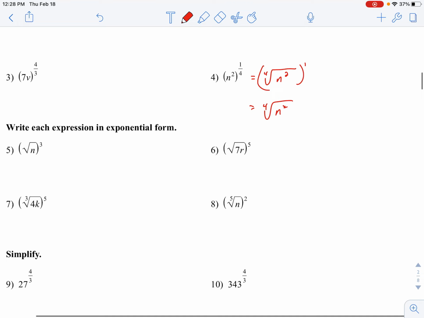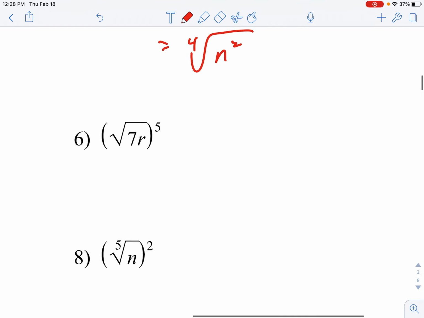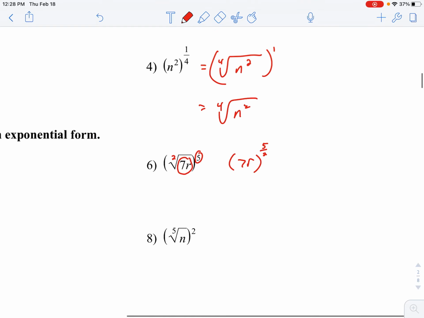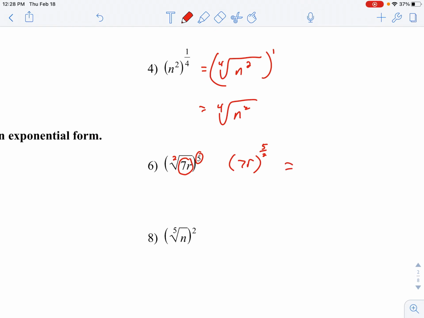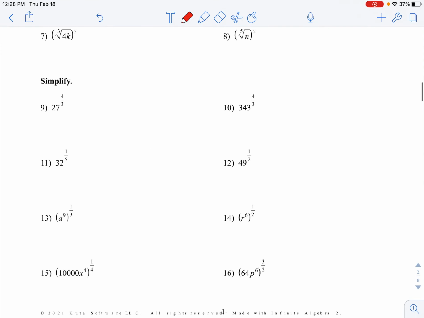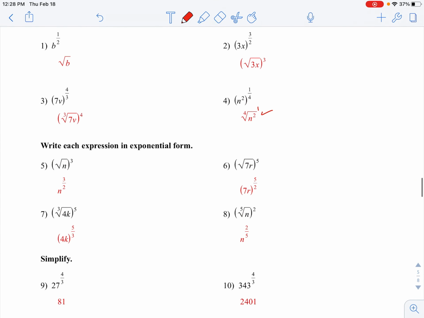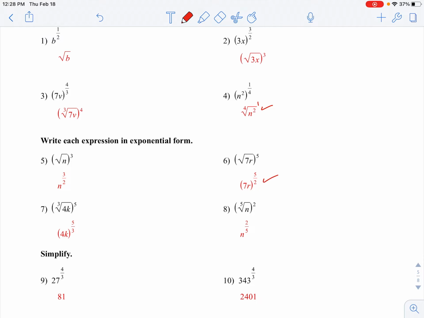Okay, number 6 is the same thing, only backwards. So what type of root is this? There is no index, which means it's a square root and a 5th power. So that means we're going to have something raised to the 5/2 power. The something is 7r. So that should be the answer. Conceivably, you could write the answer as 7 to the 5/2, r to the 5/2, but I doubt the answer key went that extra step. Let's check, and yep, there it is. That's all there is to that.